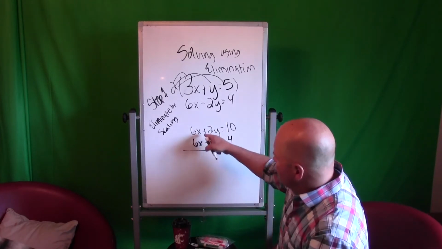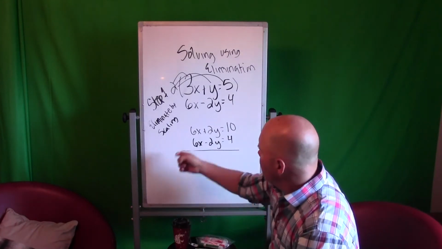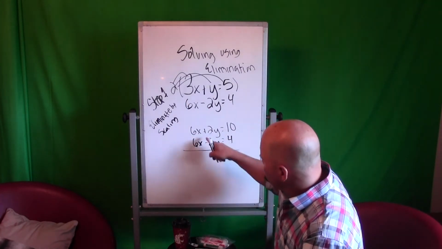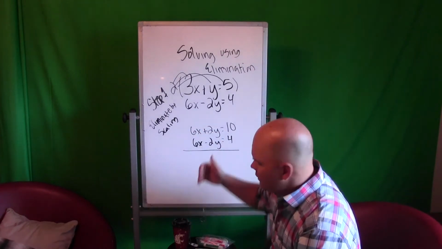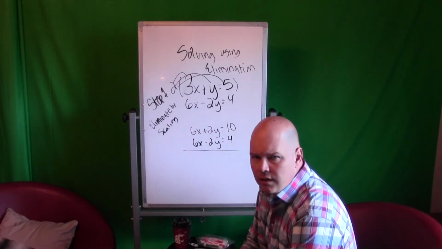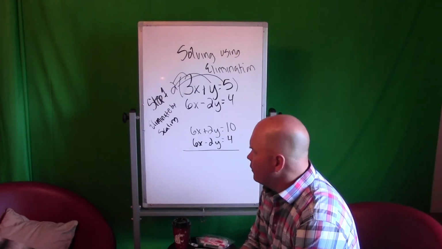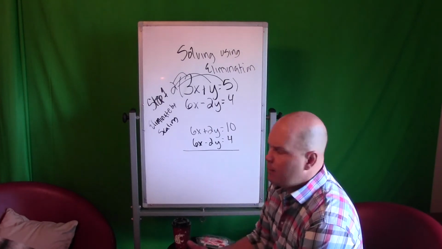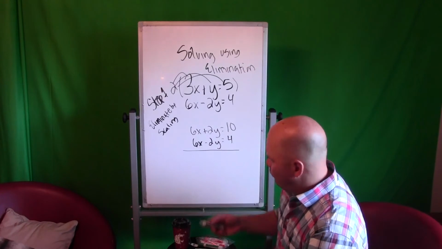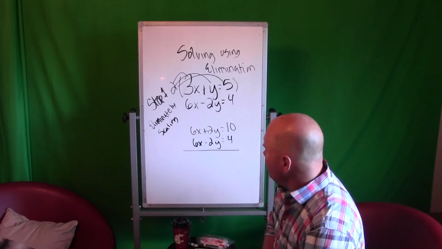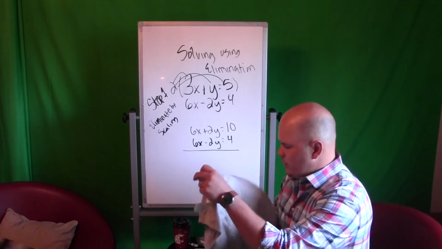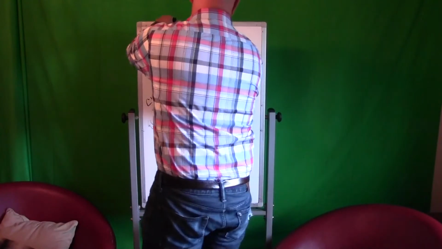And what I've done by scaling is create a situation where my positive 2y and my negative 2y are stacked on top of one another as opposites. That's step 1. You find which one you want to eliminate by scaling. I'm setting up this one here to eliminate by scaling. Now we are going to erase this stuff up here.